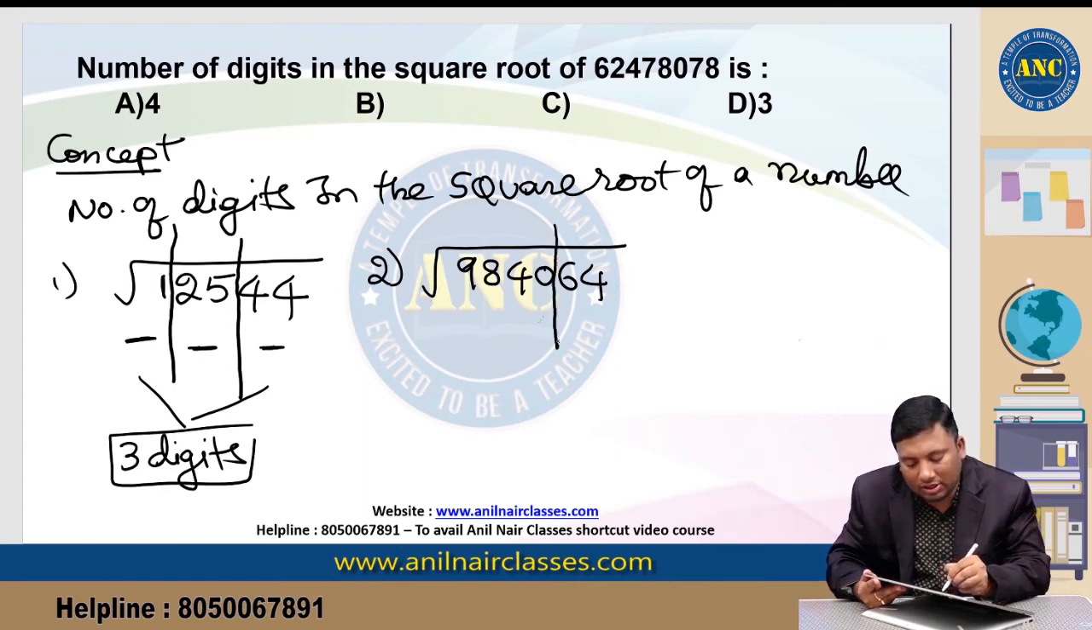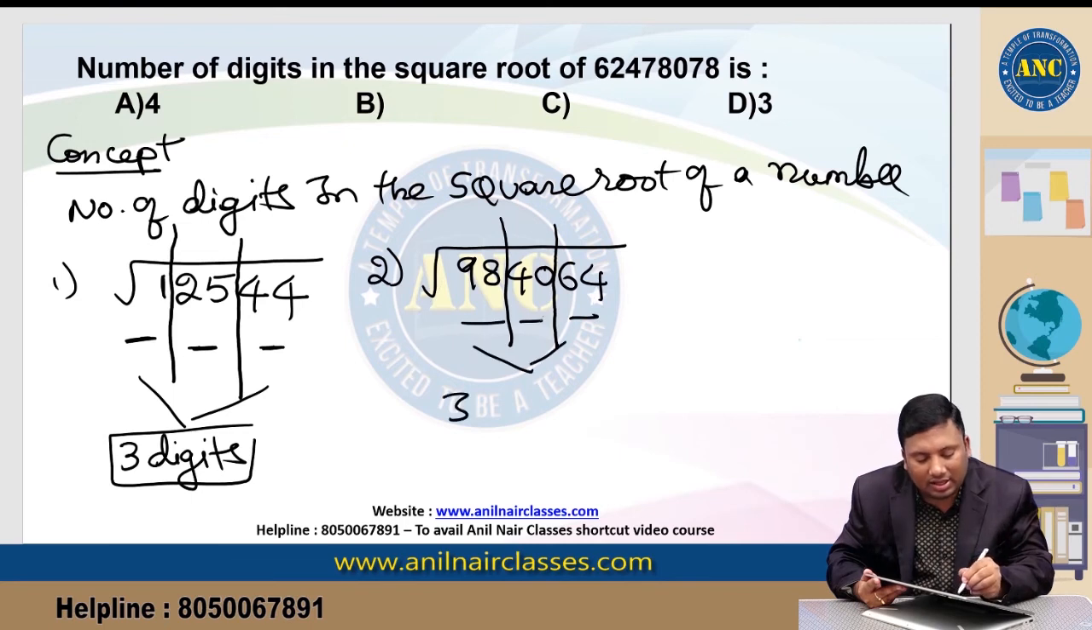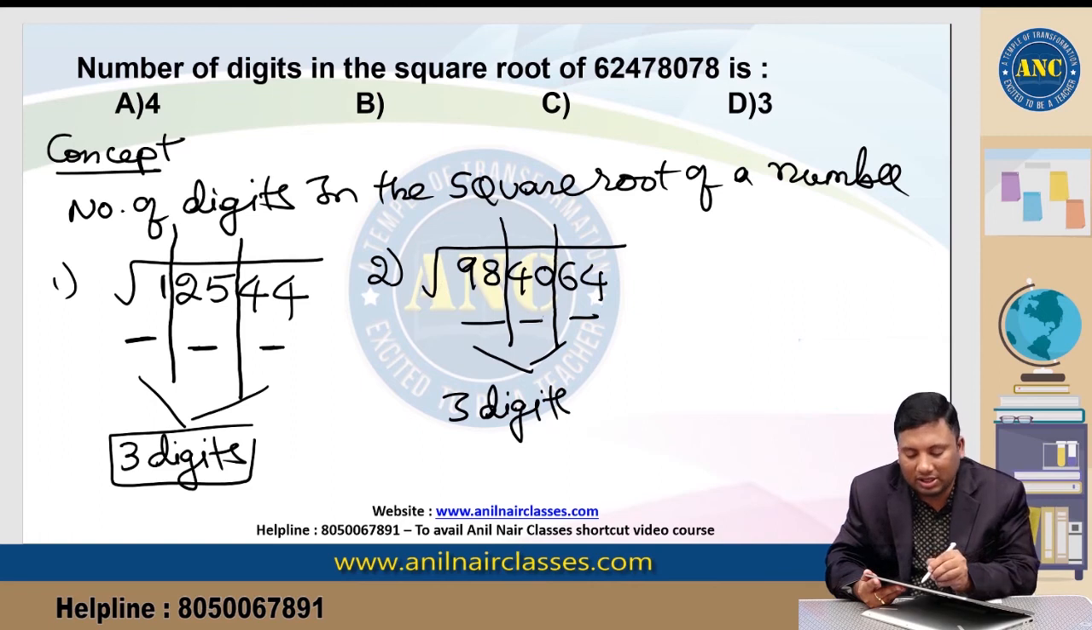984064, square root. Keep a slash after every 2 digits. Answer contains how many digits? Answer contains 3 digits. I hope it is clear.